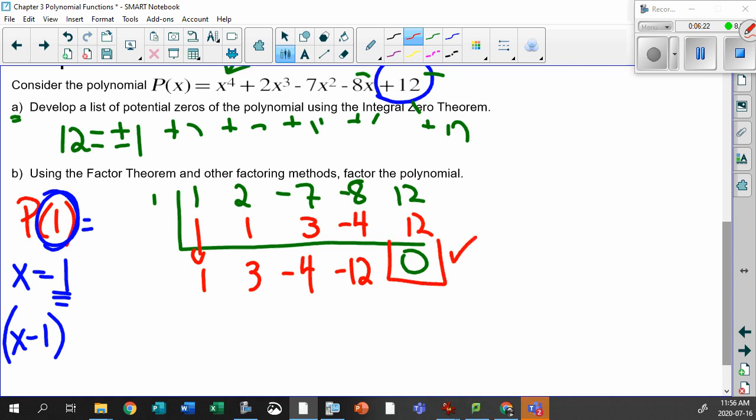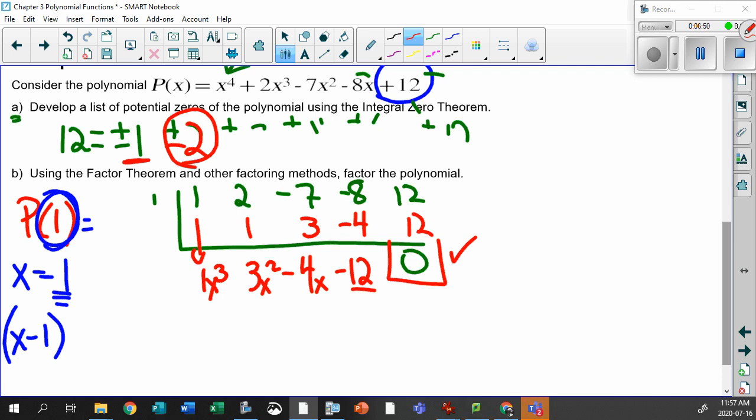Okay, 1's position, x squared position, x cubed position. So guess what? You're now dealing with an x cubed function. So you've got to do this all over again so that you can figure out which one, in fact, is going to work. Well, wait a second. We've tried positive 1. The other factor here was plus or minus 2. Let's try positive 2. Let's see if it works.